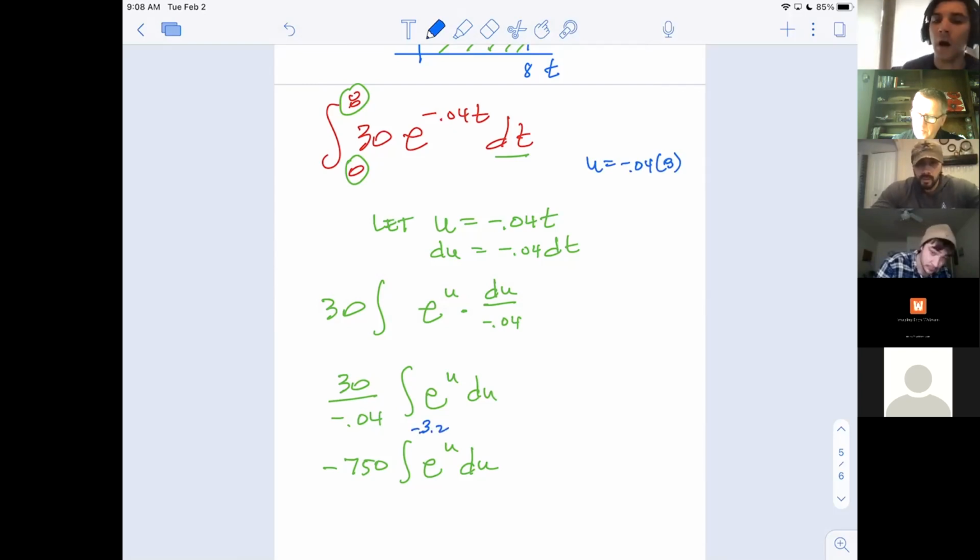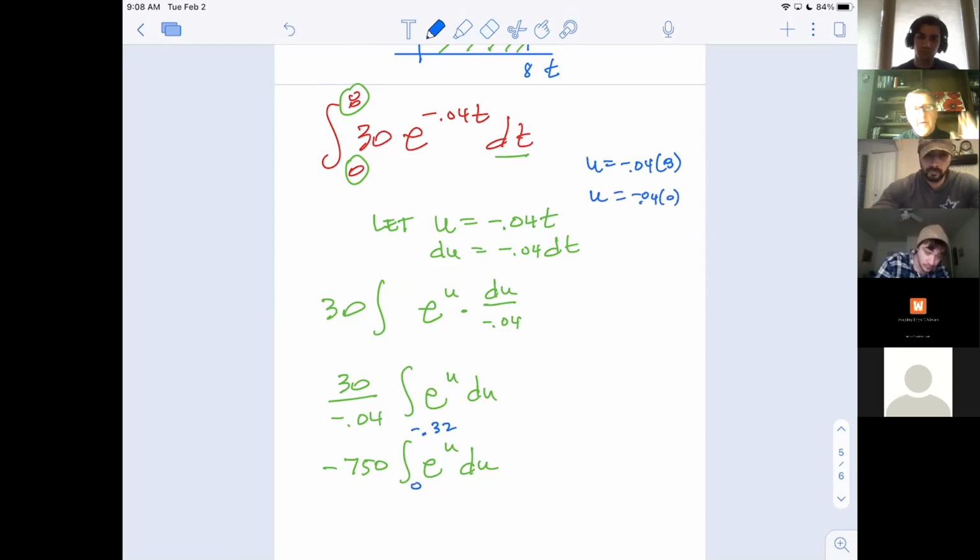Why am I not trusting myself? It's 0.32, isn't it? Yeah, 0.32. Good thing I didn't trust myself. And if I stick 0 in, of course, that's very helpful because it's actually 0. So there, now I can just stay in u's. I don't even have to go back to t's if I don't want to.